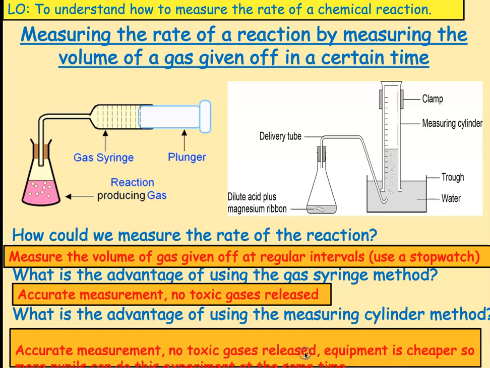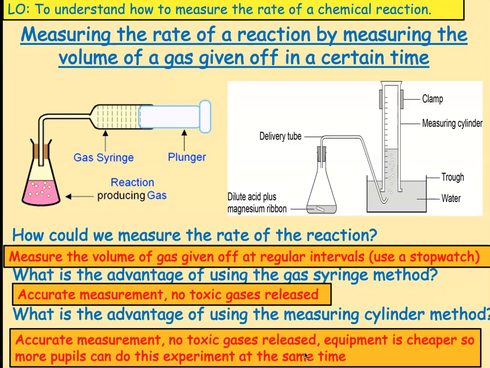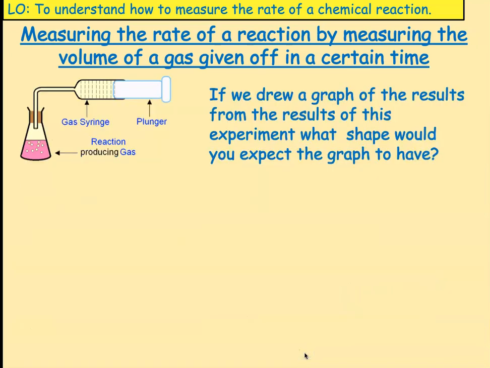Right, well, again, it's accurate because you've got a scale on it, so you can read it easily and no toxic gases are released. But also the measuring cylinder is a bit cheaper, and so therefore more pupils can do this at the same time. So they can have a whole class of people doing it at the same time. But gas syringes are quite expensive and schools can usually only afford a few of them.